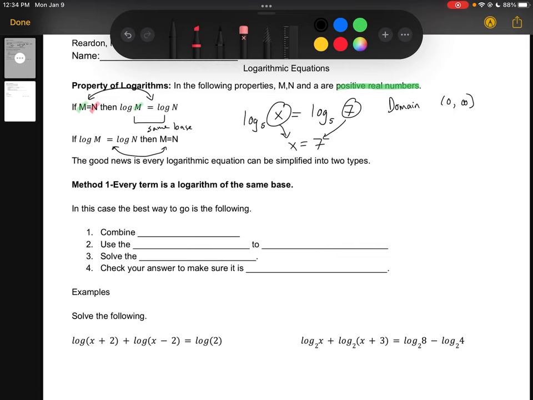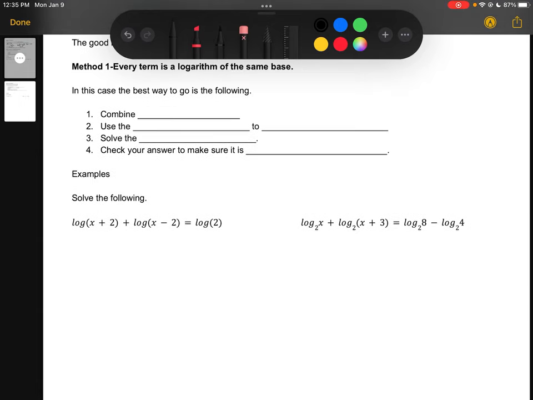So outside of those ones where you already have logs equal to each other, oftentimes you're going to have other properties, other things that complicate these log equations. And when we have that, there are two different strategies that we can use. So the first method is when every term is a log and those logs also have the same base. So here are some steps that will help you solve.